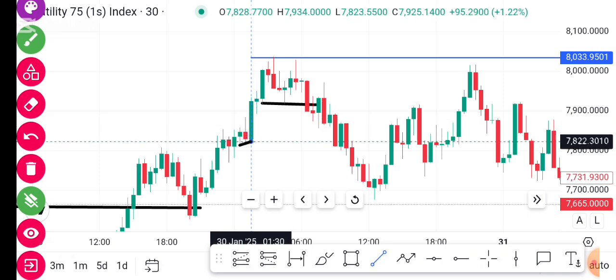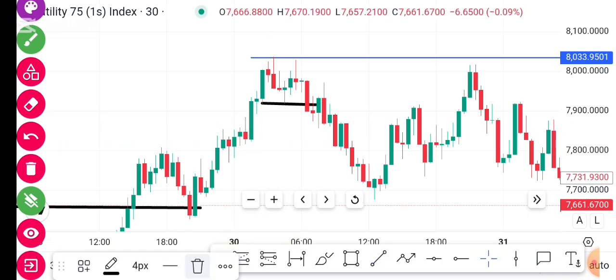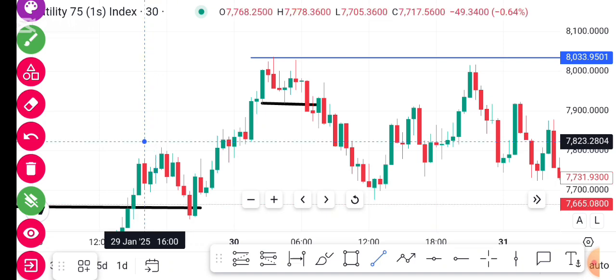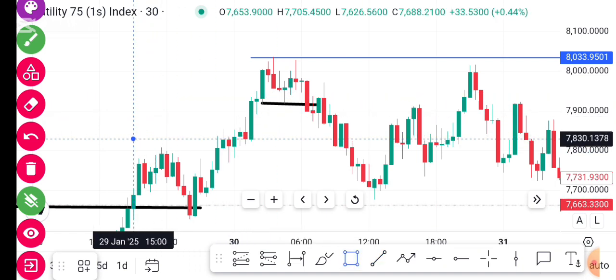Why is it a break of the structure? Let me do it like this. It is a break of the structure because this was once a support and then it becomes a resistance. So this resistance, we were expecting that the market, when it comes, should be respecting it. It should be doing what? It should be respecting this area.